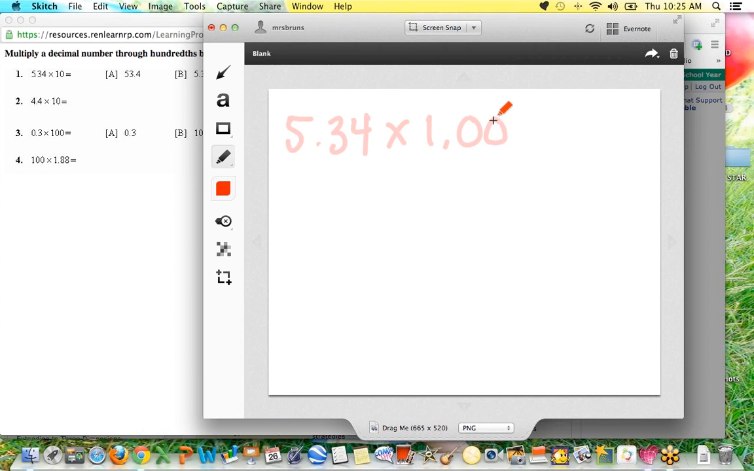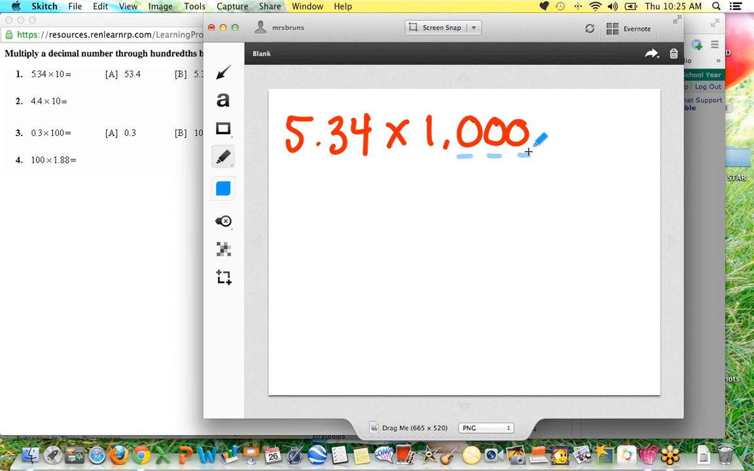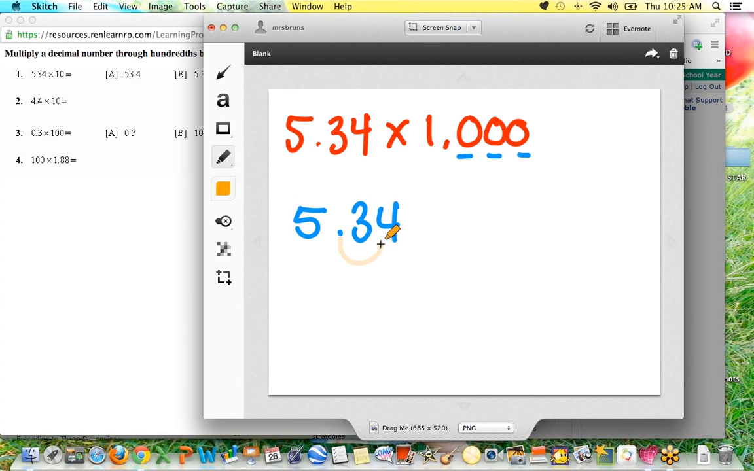Let's just start off with times 1,000. Tristan, how many zeros do you see there? 3. Good. So I'm going to move my decimal place over 3 times. It's going to be 1,000 times bigger. So watch this. Once, twice. Uh-oh, now what do I do? Move it over again and add a 0. So what does my answer become? 5,340.